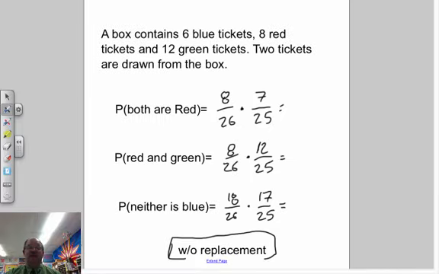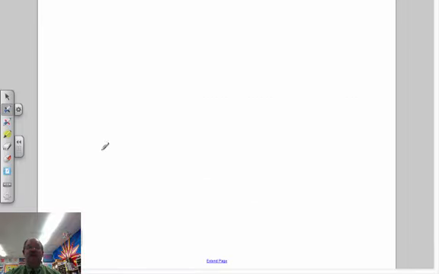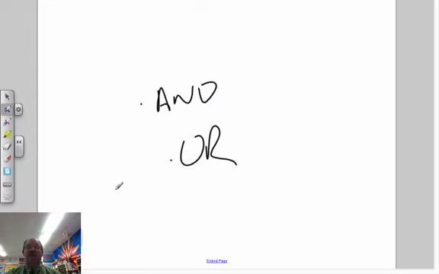That's all I've got. Okay, so we're talking about compound probability, the probability of ands and ors. I think that is about all we've got to say.